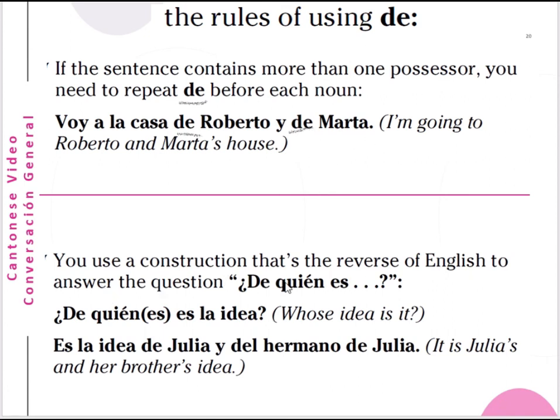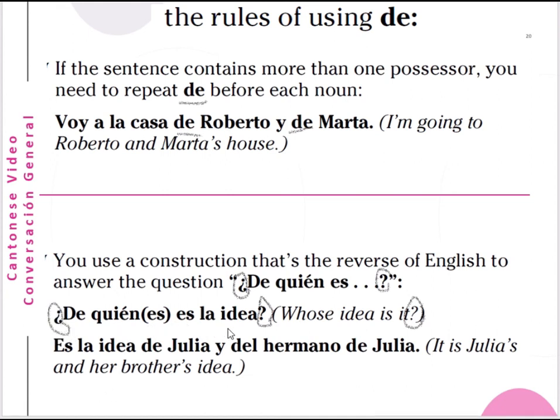You use de, the reverse of English, to answer the question. ¿De quién es? You use the reverse question mark here and the question mark at the end of the sentence. ¿De quién es? Es la idea. Whose idea is it? In English, you use one question mark at the end of the sentence to represent the interrogative sentence. But in Spanish, you have to use a question mark at the end and the reverse question mark at the beginning of the sentence.